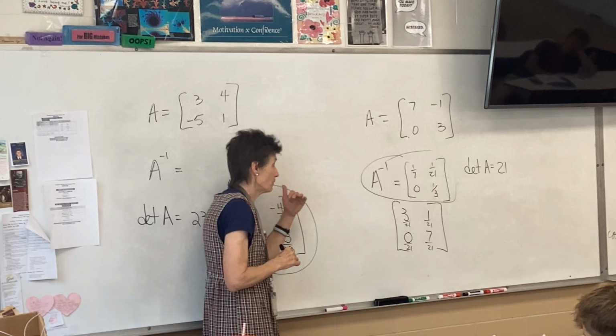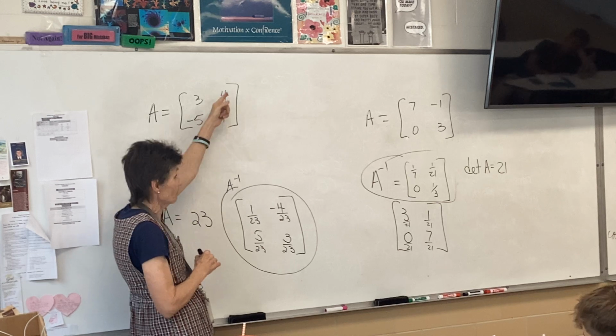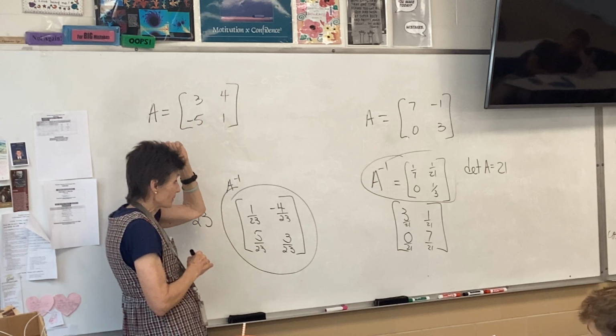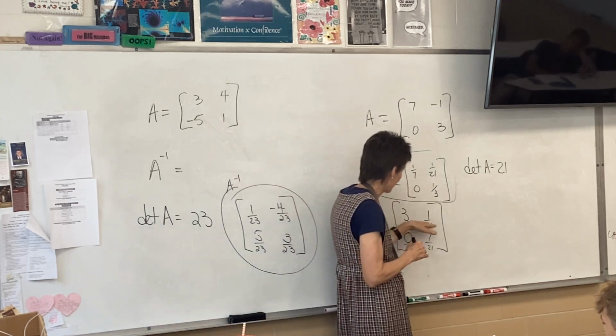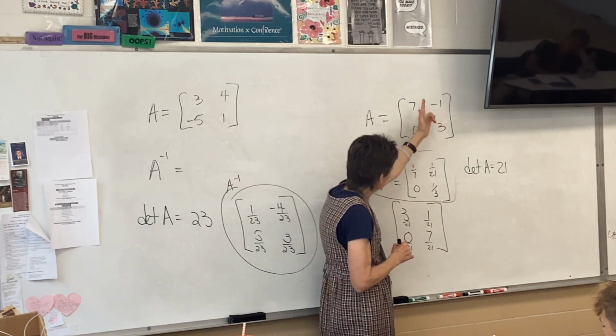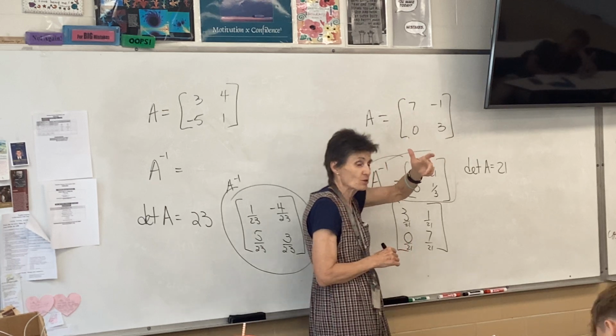Okay, so in order to do that, you have to remember how to find the determinant. So determinant: multiply, subtract. And then find the inverse: one over the determinant, and we divide everything by the determinant. These two numbers switch places. These two change their signs.